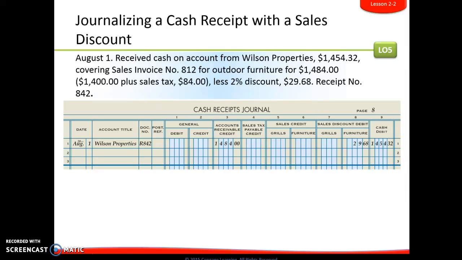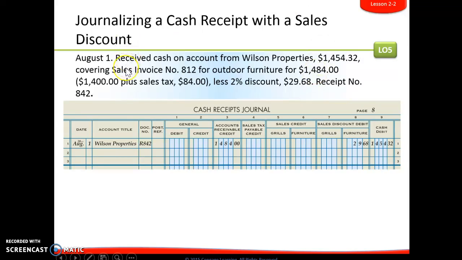In this example, it says on August 1st, we received cash on account from Wilson Properties, $1,454.32, covering sales invoice number 812 for outdoor furniture for $1,484. It then shows us in parentheses where they get that number: $1,400 plus a sales tax of $84, and then less a 2% discount of $29.68. Receipt number 842. So a lot of numbers and information are in that transaction. We're going to break it up here.